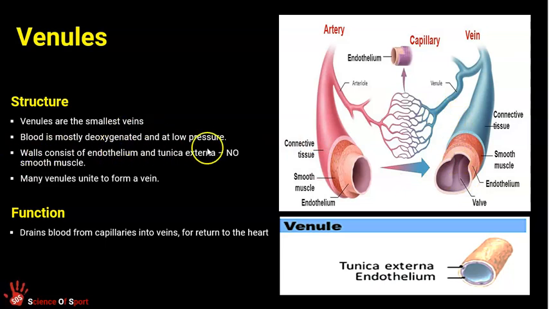Mostly it's deoxygenated, and given the blood has just come through the capillary network, it's at really low pressure. It needs a bit of help to get blood back up to the heart. There's just the 2 layers, there's no smooth walls, and they basically connect to the veins. And the function of venules is to drain blood from the capillaries into the veins so that the veins can take the blood back to the heart. And that's really all you need to appreciate about venules.